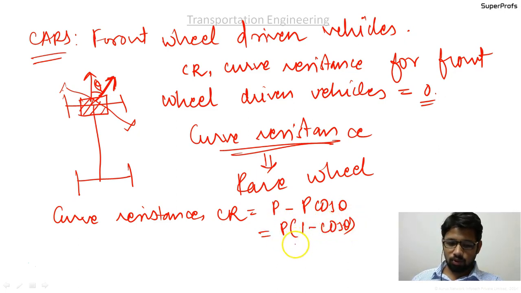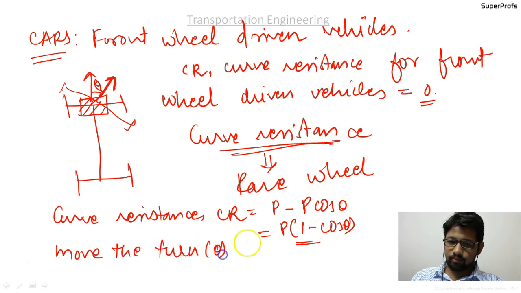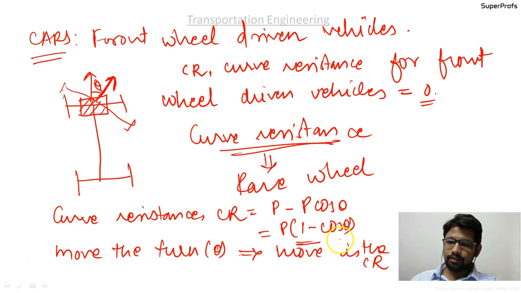Okay, so in this case, if I say that more the turn, that is theta, more is the curve resistance. Agreed? Greater is the value of theta, greater is the curve resistance.